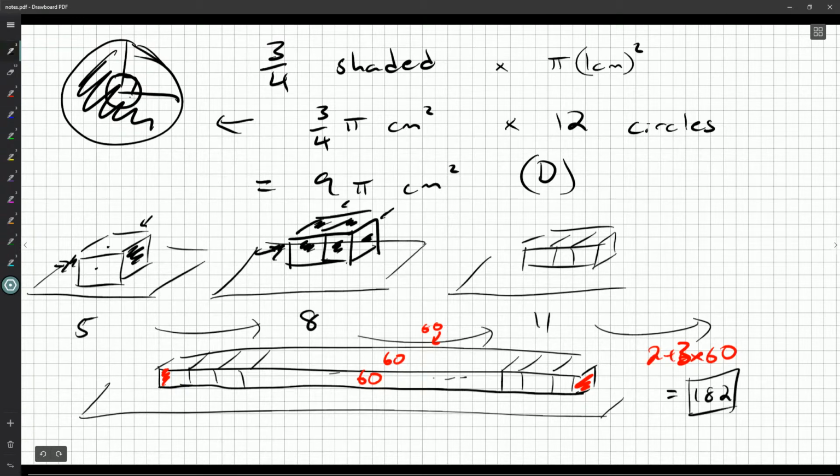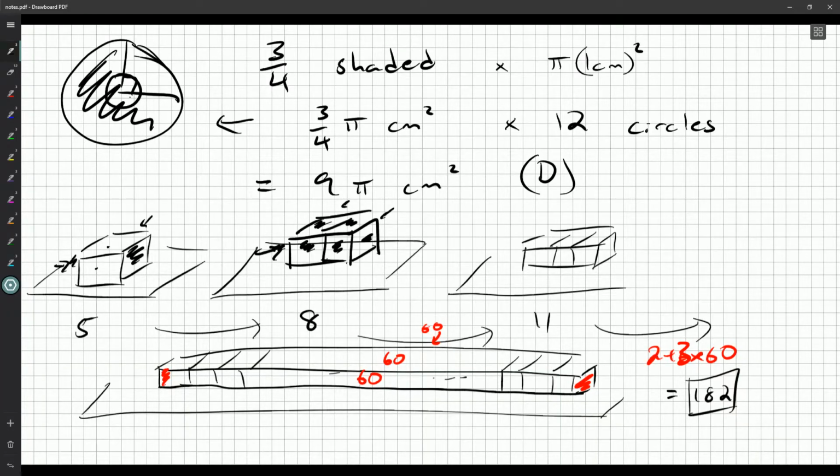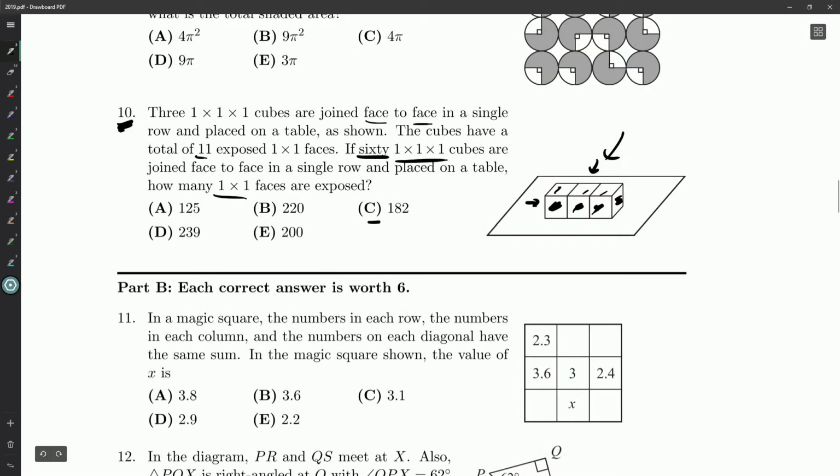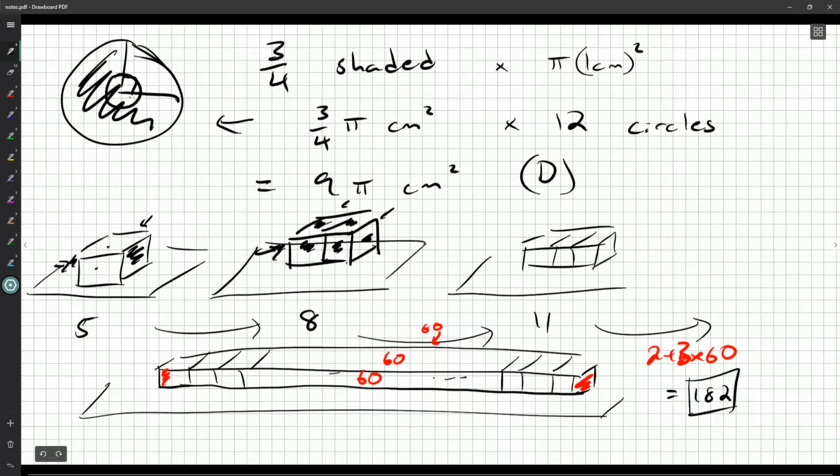And you get this answer either way, whether or not you recognize the pattern, or whether you just say in your mind's eye, okay, what would that look like? How do you count the faces? How do I want to group the faces together? So I went side by side by side, and then the two ends. There are other ways to group it, I'm sure. But we always arrive at our answer of 182. And which answer is that? That's going to be C.